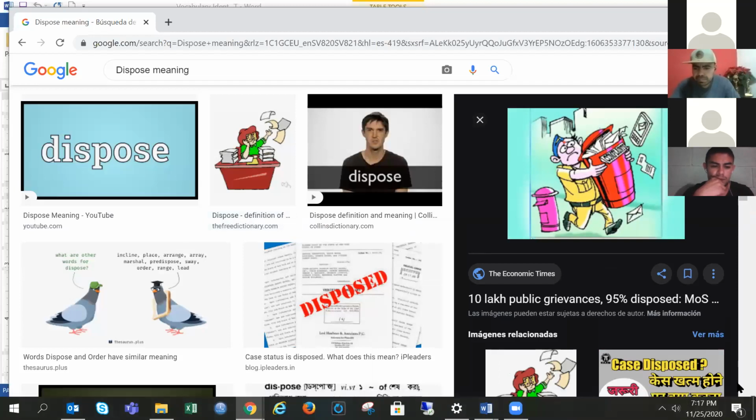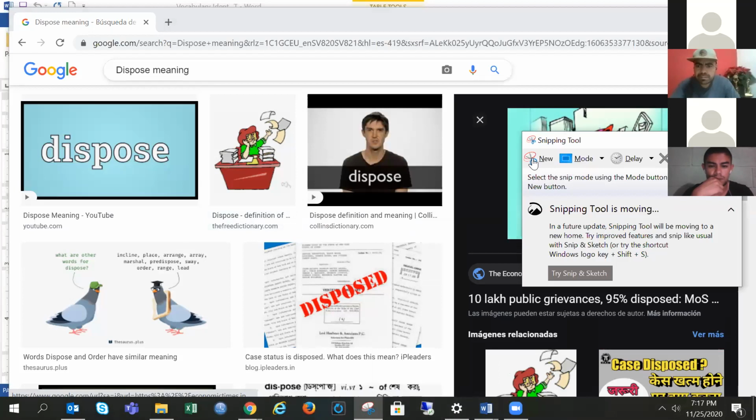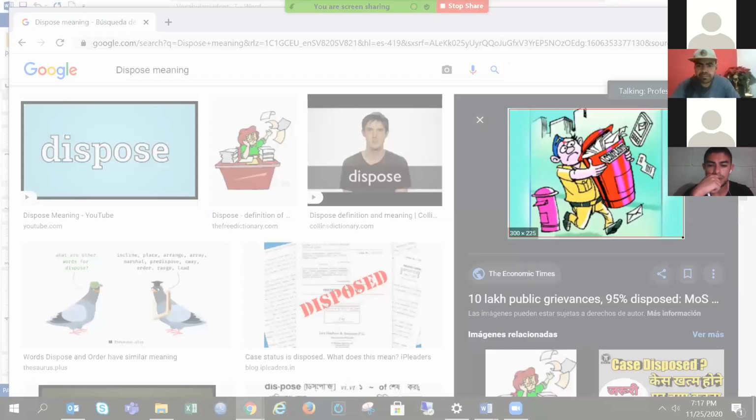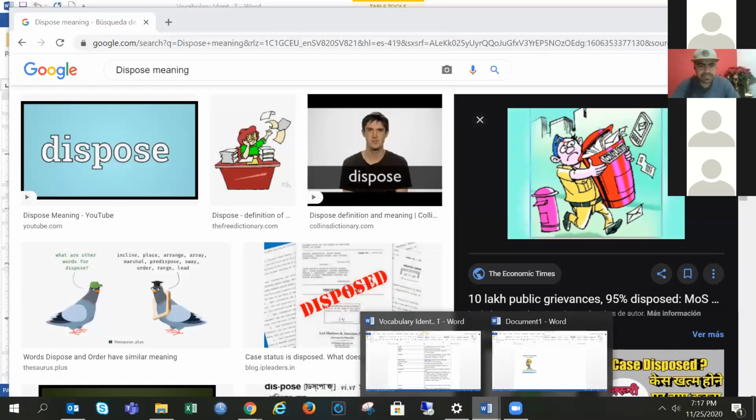This is a good example. This image. What is he doing? We are checking the meaning of the other word. So what's the guy doing in the picture? Ask.